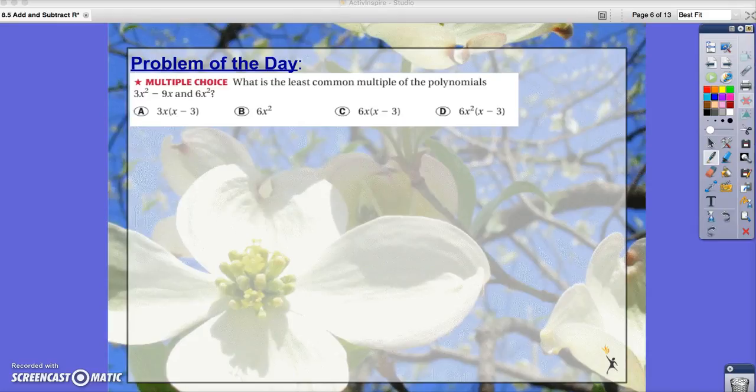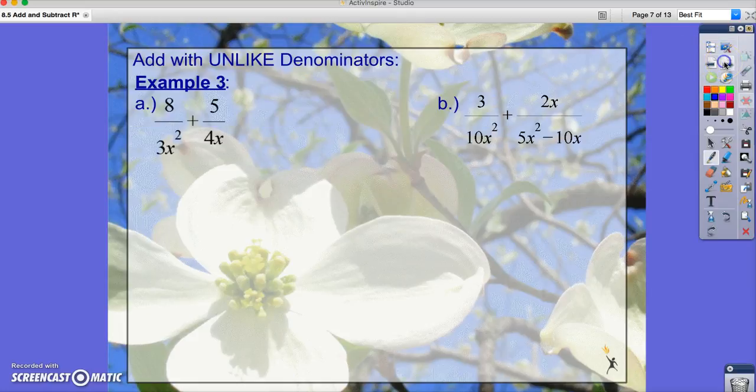Okay, so today we continue with part 2 of lesson 8.5. Pause the video and solve the problem of the day. It deals with finding the least common multiple, or LCM, which we will need to use for today as well.